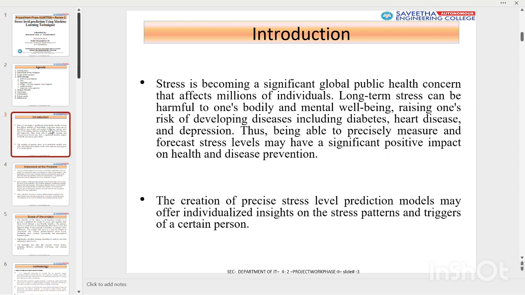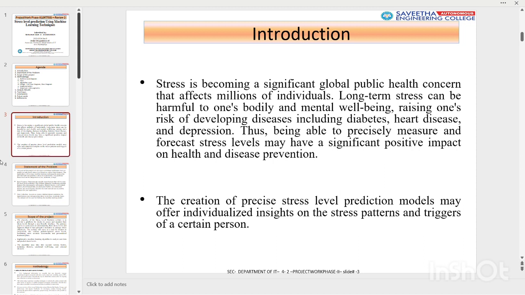Introduction of my project: stress is becoming a significant global public health concern that affects millions of individuals. Long-term stress can also be harmful to one's body and mental well-being, raising one's risk of developing diseases including diabetes, heart disease, and depression. Thus, being able to precisely measure and forecast stress level may have a significant positive impact on health and disease prevention.